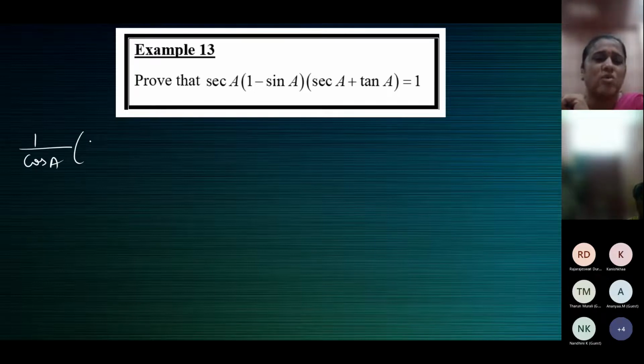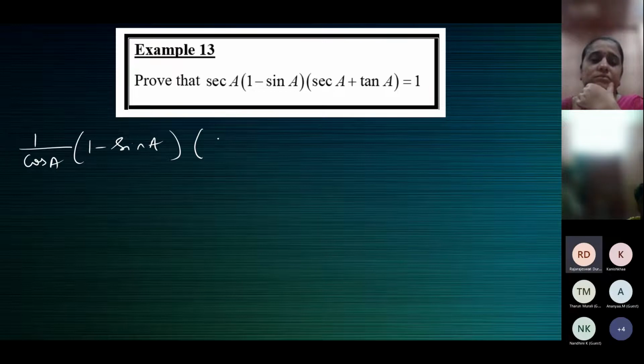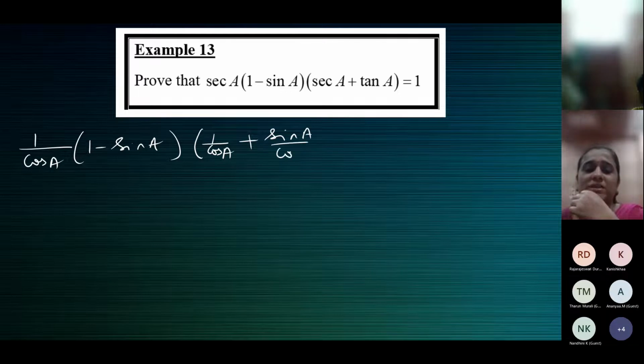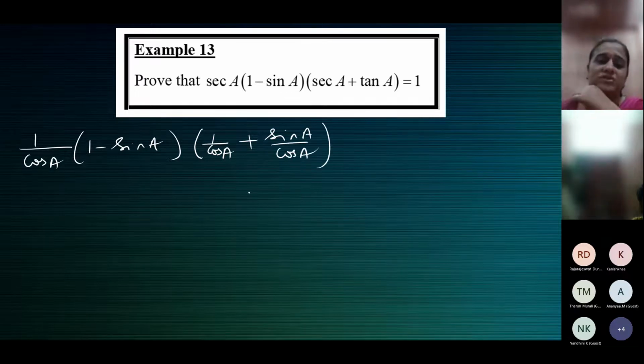Next, into 1 minus sine A. It's already 1 minus sine A, meaning it's already in sine A, so don't change. Now, what is secant A here? 1 by cos A. Very good. Plus, what is tan A? Sin A by cos A. I'm so happy that I'm getting answers. Very good. This is the LHS. Don't write is equal to 1; you'll have to prove it's equal to 1.